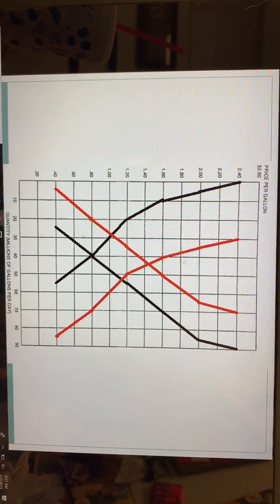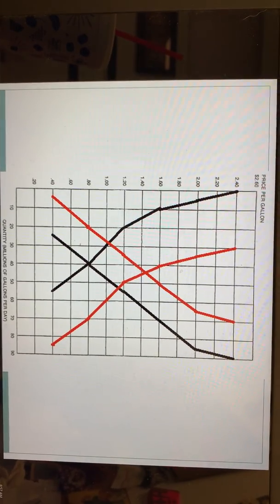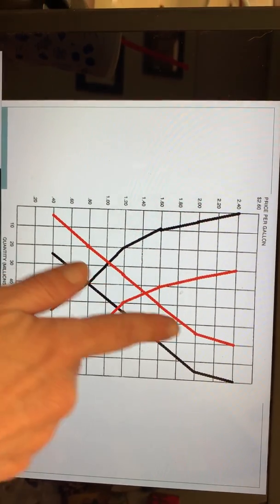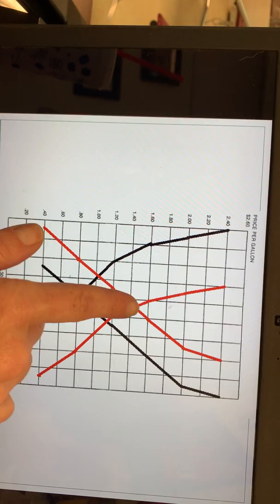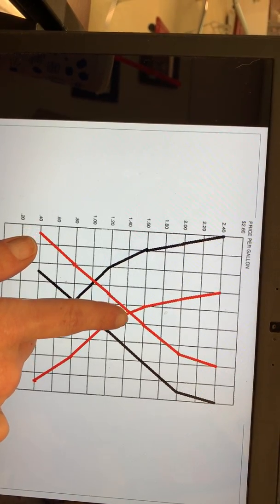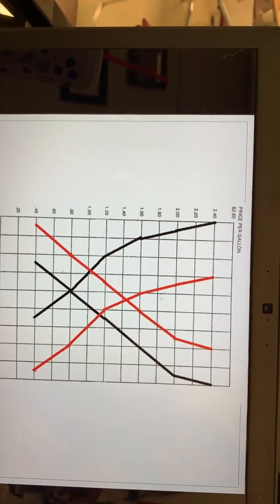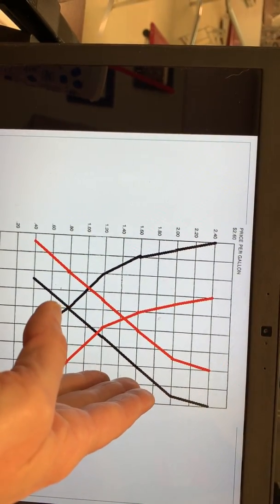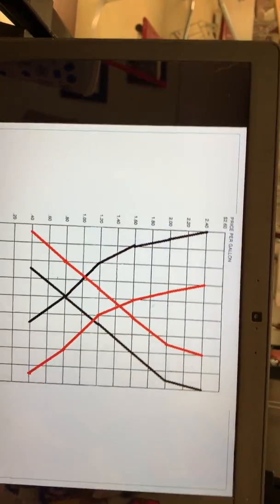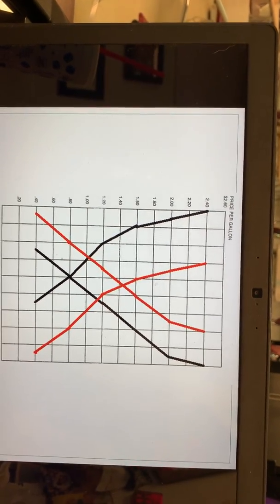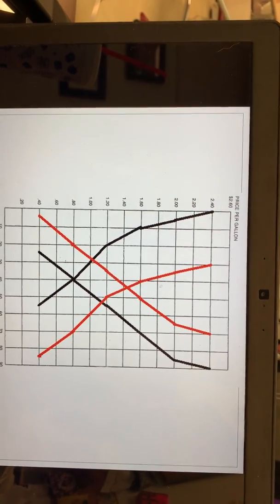And then there's your new supply line. You're going to label that one S2, and then here's your equilibrium 3, E3. And because here's your original supply line, we move to the left, that makes it a decrease, as was mentioned in the text. Okay?